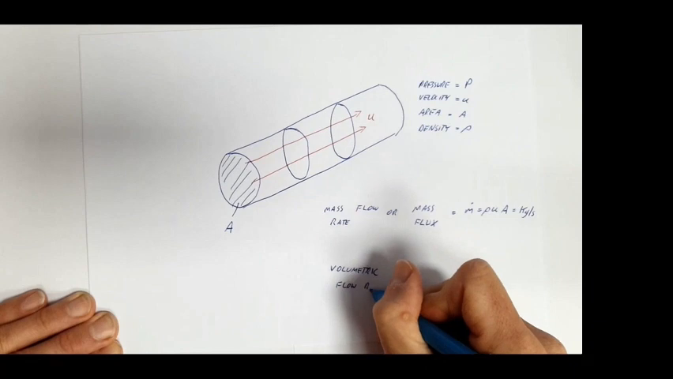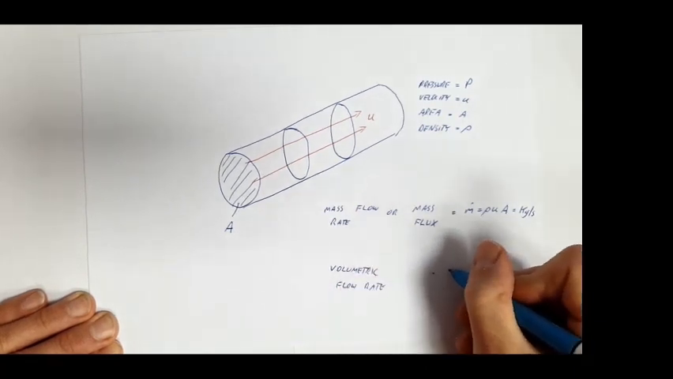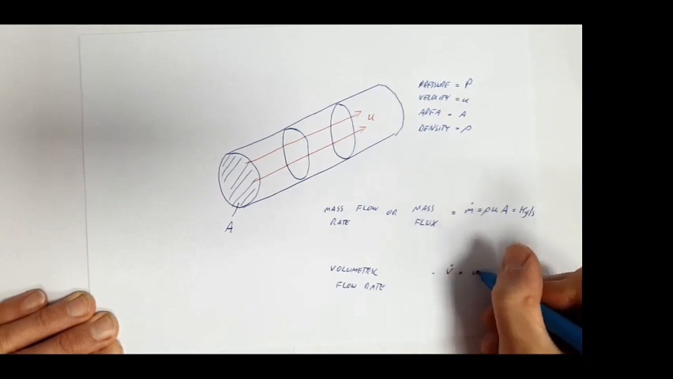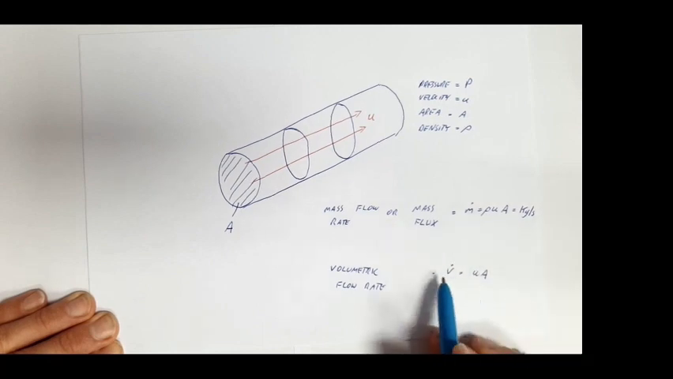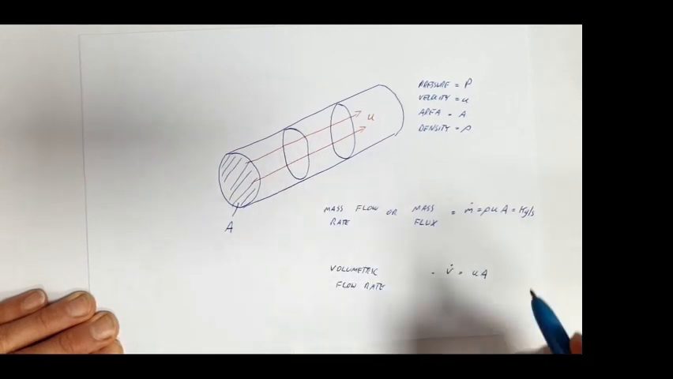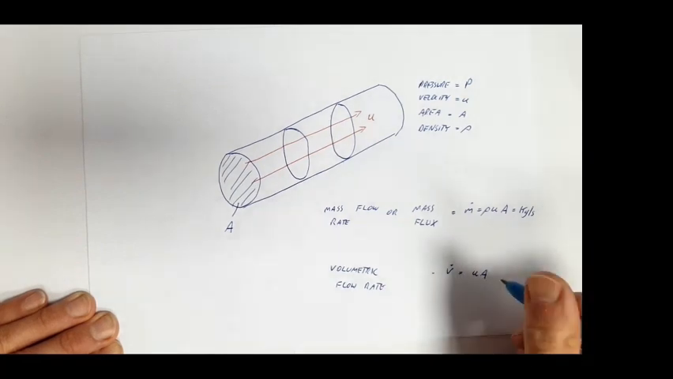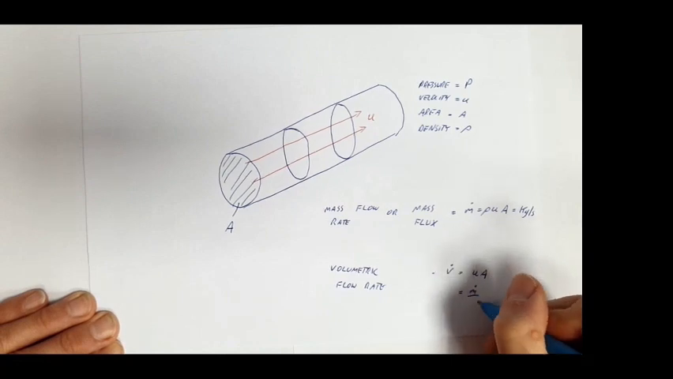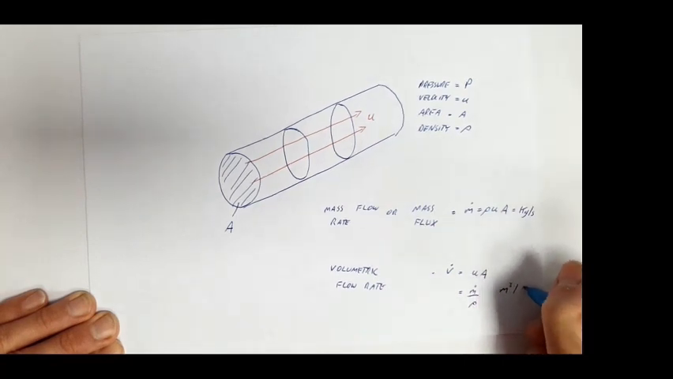Flow rate, volumetric flow rate is U times A. It's the volume of fluid moving past a point in a certain amount of time, U times A, which is our mass flow rate divided by our density, and that's meters cubed per second.